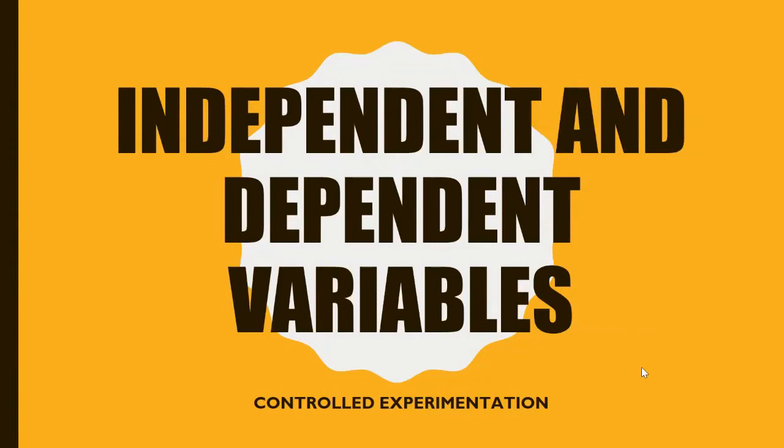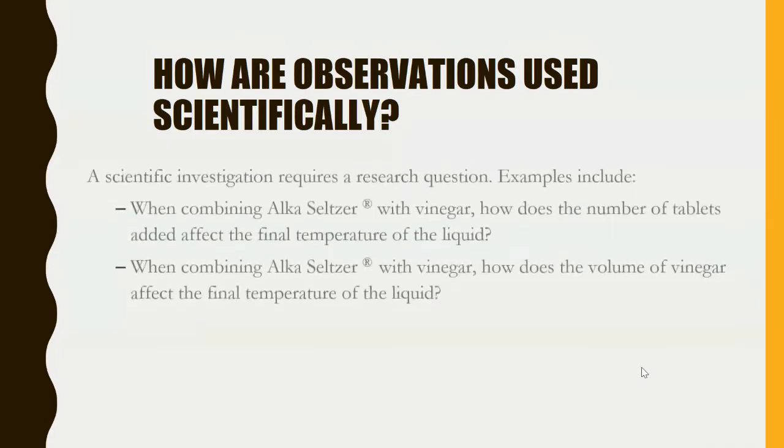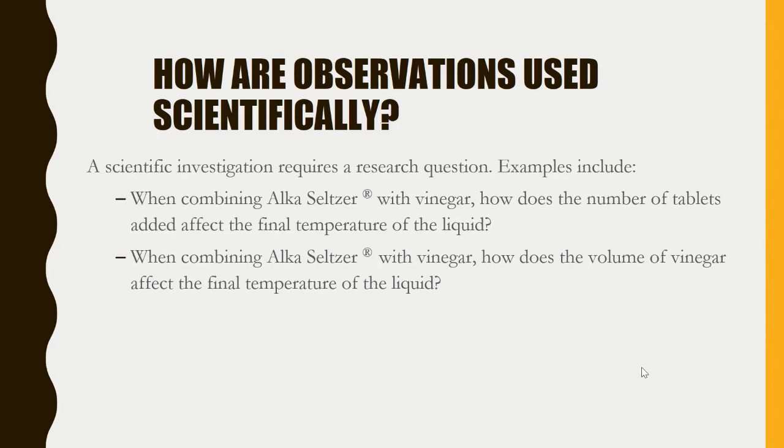Right, so our topic today is independent and dependent variables. This focuses on the idea of controlled experimentation. With this, let's talk a little bit about how our observations are used scientifically. A lot of times, a scientific investigation requires some kind of research question. So for this, we're going to be talking about the reaction between Alka-Seltzer and vinegar.